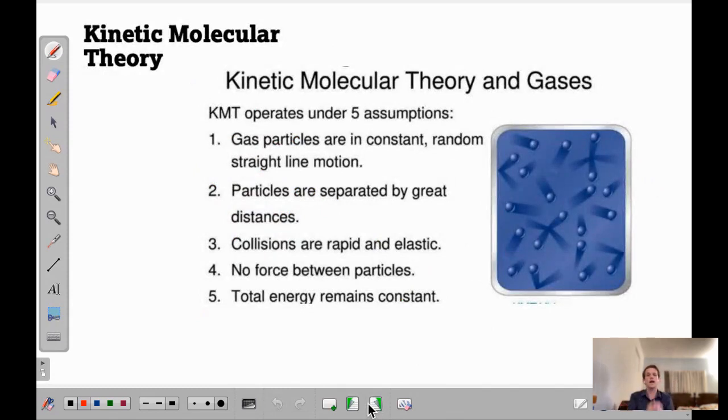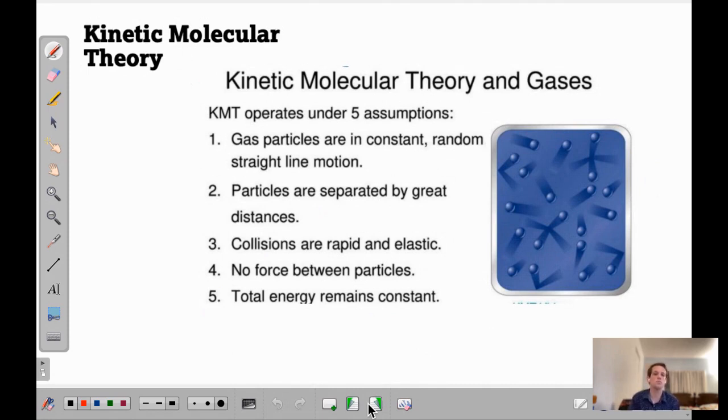Okay, moving on, we are at kinetic molecular theory. So KMT, what is it? Before we can know how to use it and what it is connected to, we want to know what it is. There are some different versions out there. I think this one's pretty thorough in terms of these 5 assumptions: gas particles are in constant random straight line motion. Particles are separated by very great distances. Collisions are rapid and elastic.